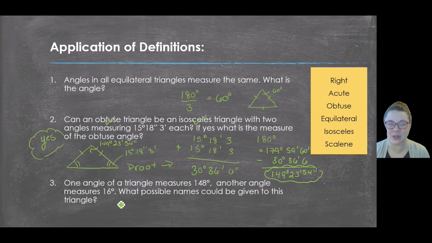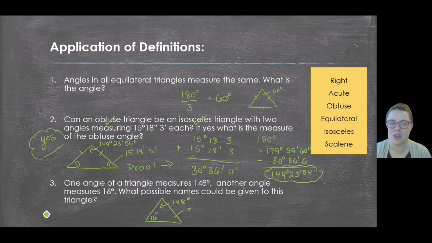All right, the very last question. One angle of a triangle measures 148 degrees. Another angle measures 16 degrees. What possible names could be given to this triangle? So first of all, we need to figure out what are all the angles. So we know this is 148. We know we have a 16 here. What's this one going to be?